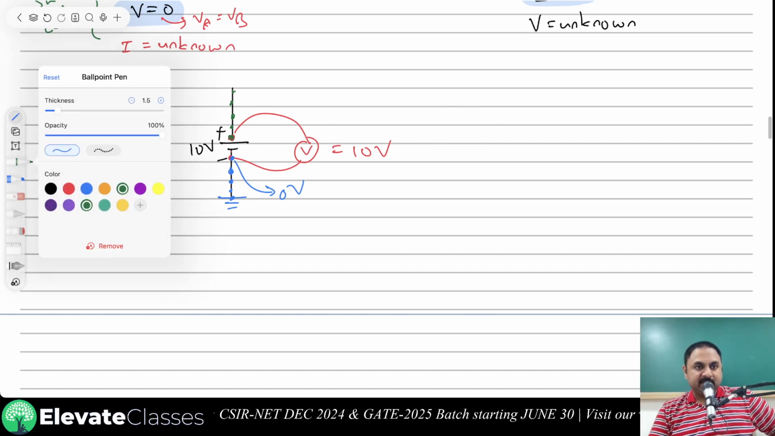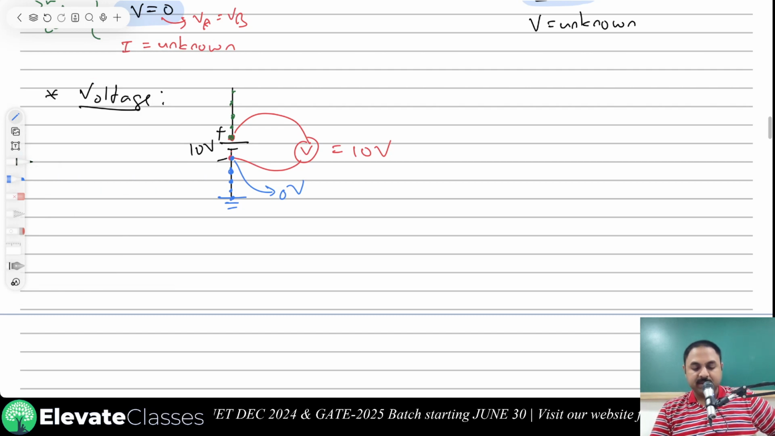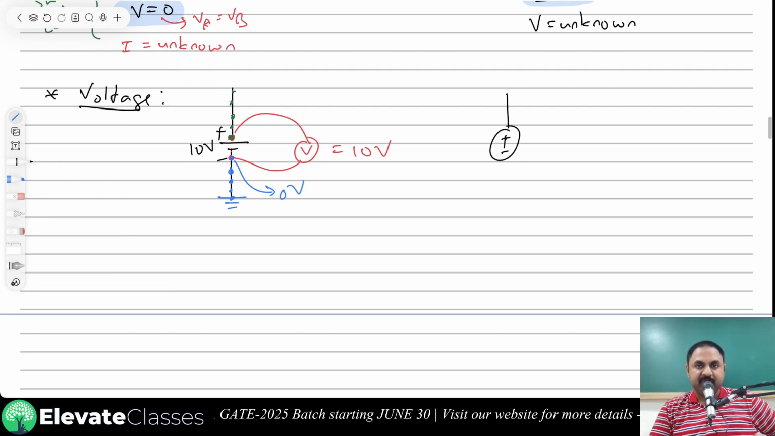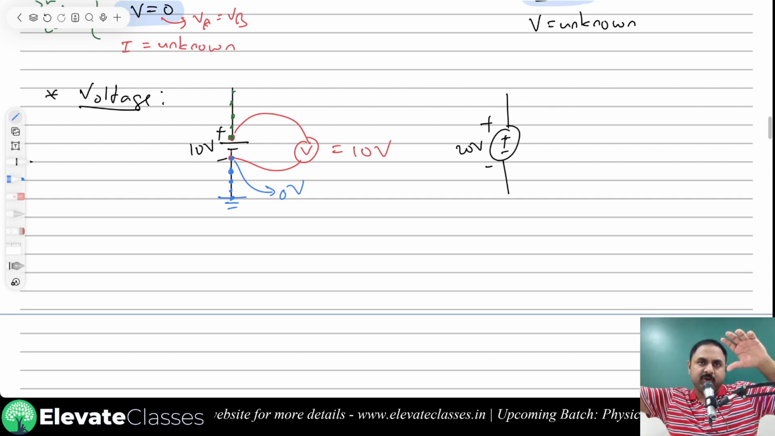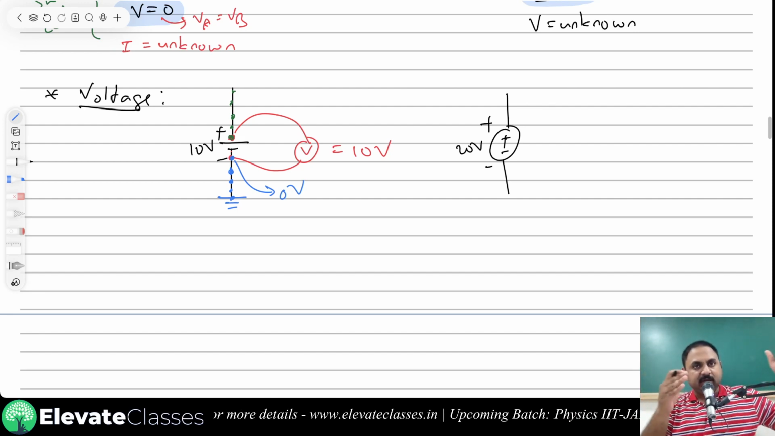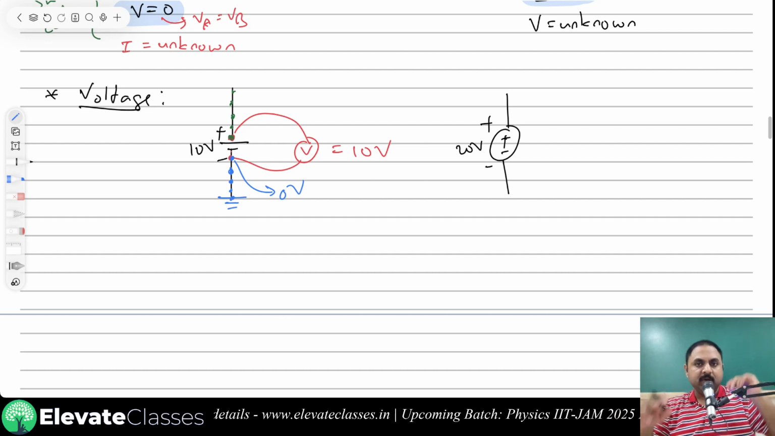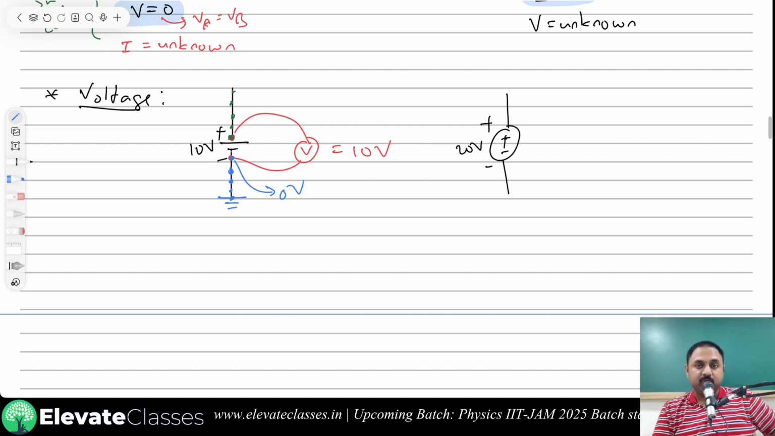Suppose you have something like this. Let's say you have a 20 volt voltage source. This is the symbol for a constant voltage source. This is the symbol for a cell or a battery. A constant voltage source will produce a constant voltage irrespective of what is going on around it. A constant current source will produce a constant current value. A constant voltage source produces a constant voltage value.